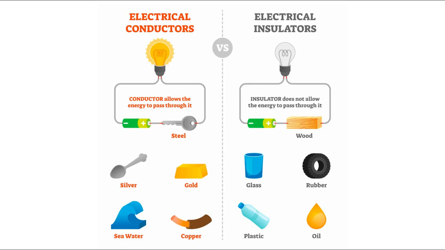There's all sorts of different types of examples. Now, sometimes we can have materials that will allow electrons to move, but not as much as a conductor. Those are called fair conductors. So there is sort of a varying range of how conductive something is.